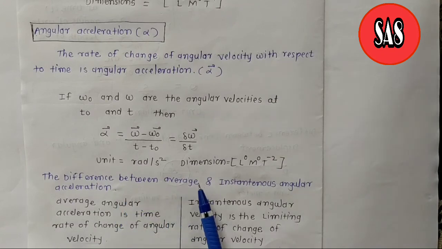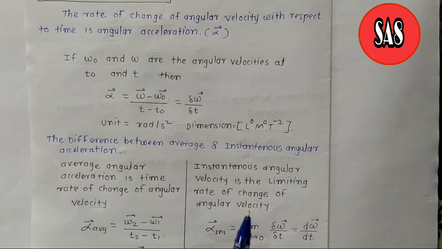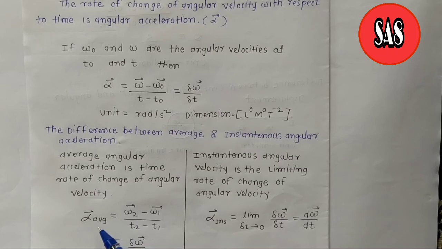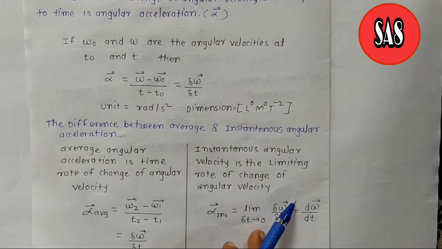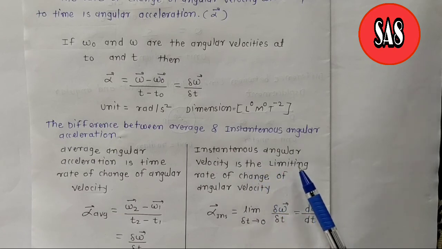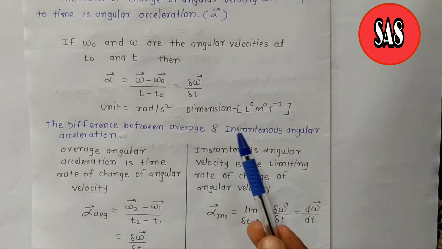Let's see the difference between average and instantaneous angular acceleration. Average angular acceleration is the time rate of change of angular velocity. Here alpha average is equal to omega 2 minus omega 1 upon t2 minus t1, which is delta omega bar upon delta t. Instantaneous angular acceleration is the limiting rate of change of angular velocity. That is, alpha instantaneous is equal to the limit as delta t tends to 0 of delta omega bar upon delta t, which is equal to d omega bar upon dt. This is the limiting rate of change of angular velocity, and this is the main difference between average and instantaneous angular acceleration.